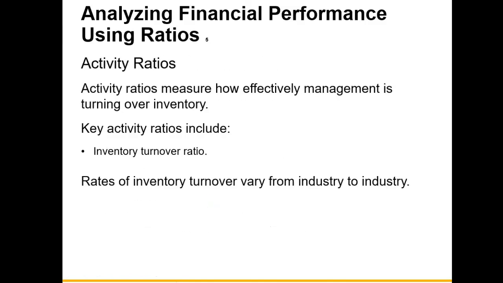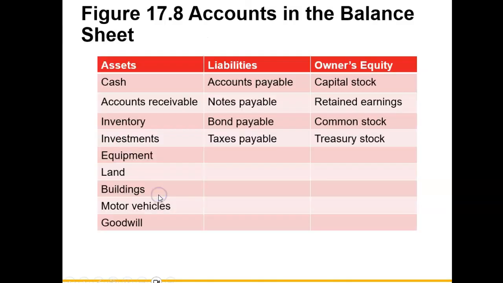business organization was. Activity ratios show how effectively management is turning over inventory. So now we're saying that you're selling an actual product. This ratio focuses on how quickly you're able to turn over, which means to sell, your inventory. Because that's important: the quicker I can sell my inventory, the quicker money comes into the actual business. And yes, we have ratios by different industries that show the average inventory turnover time.